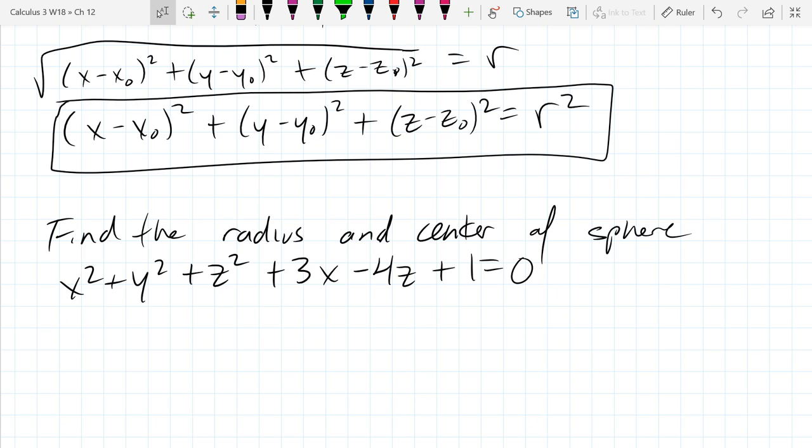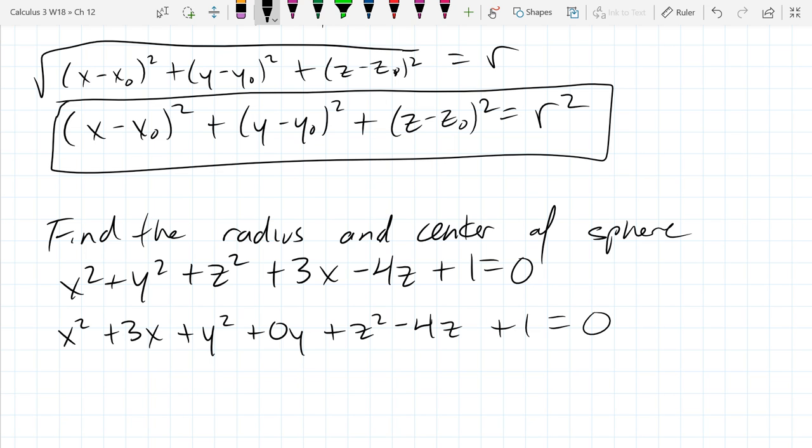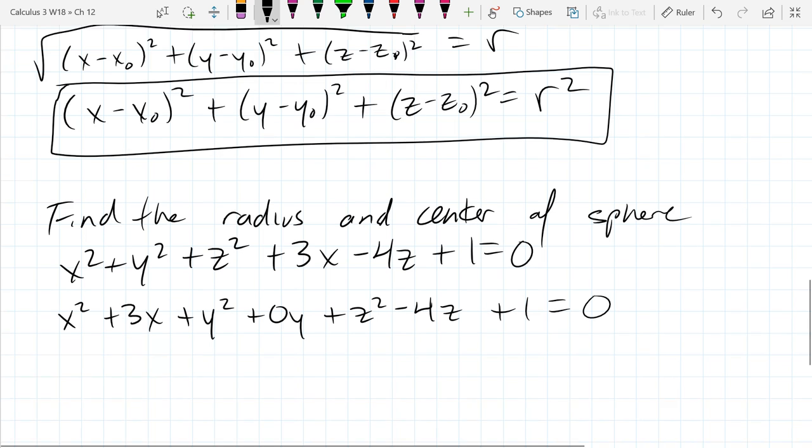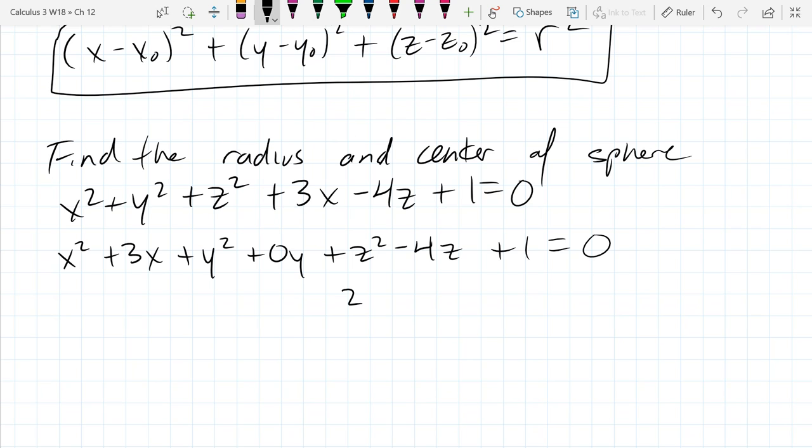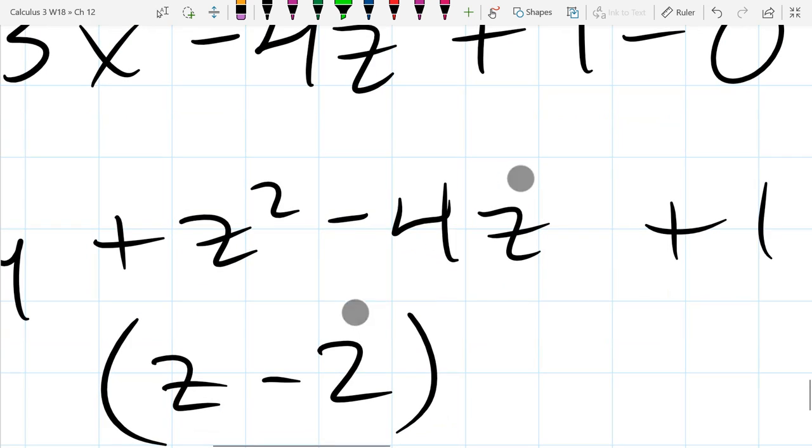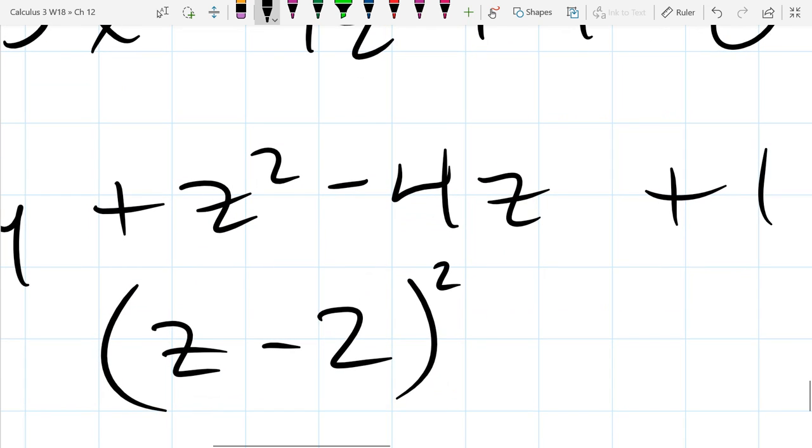So we're going to complete the square. Let's bring our x's to the front. x squared plus 3x, plus y squared, there's no y's, so I'll just write plus 0y, plus z squared minus 4z plus 1 equals 0. And I'll do the easy one first. So we have z minus, you take half of the coefficient in front of the z term, squared, minus that number squared again.